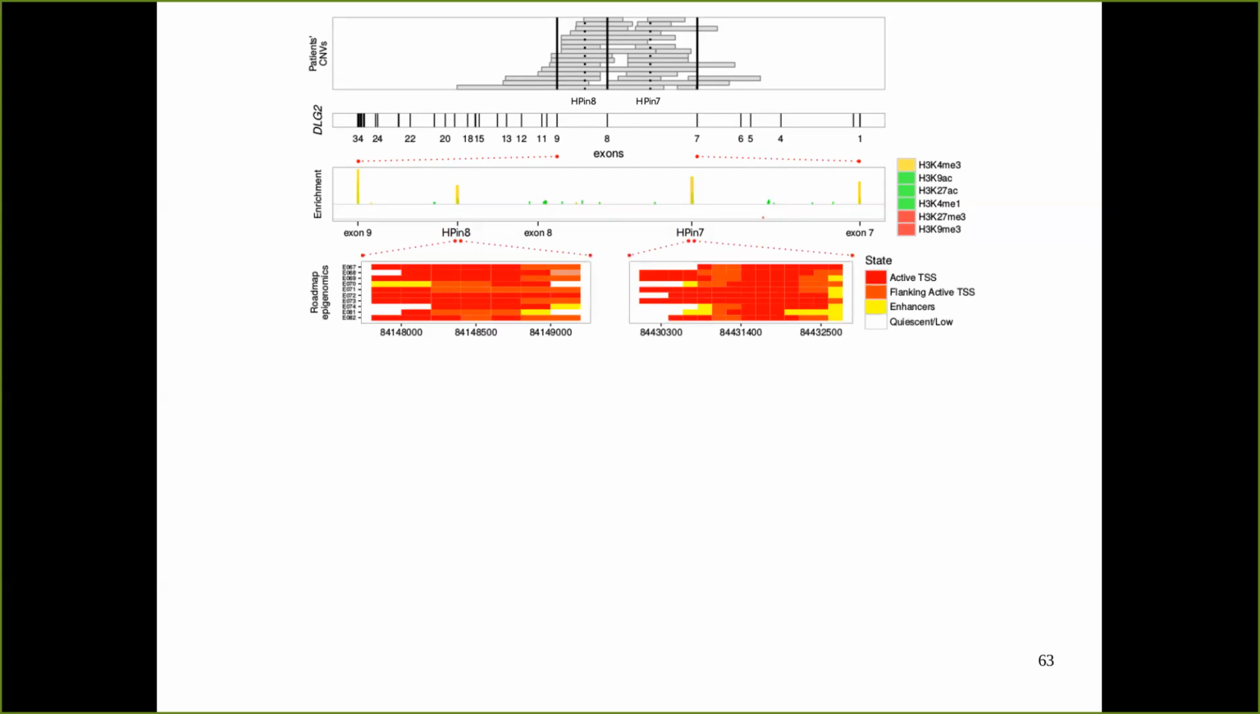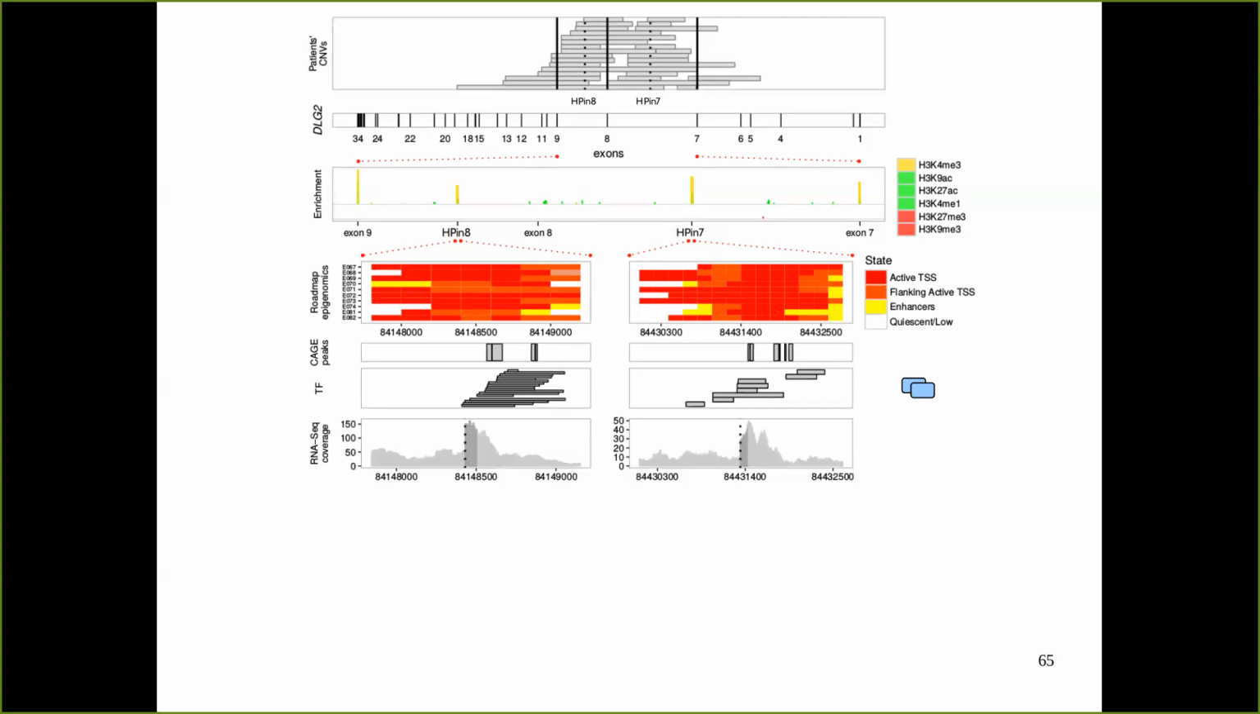If we investigate further those regions, we can see that Roadmap Epigenomics predicts that those regions are correlated with promoter activity. And this is predicted in fetal tissues and adult tissues. On those regions, we found CAGE peaks, so activity of transcription start sites. We found some transcription factors. And then, very interestingly, we found also from RNA-seq data, transcription activity.